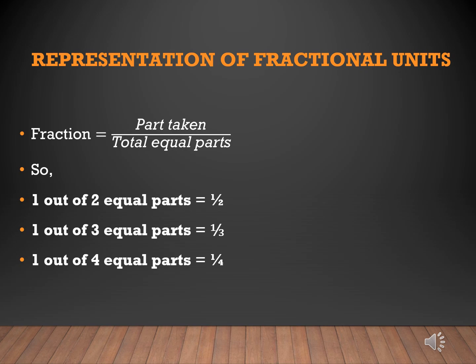Representation of fractional units. Fraction is equal to part taken upon total equal parts. So, 1 out of 2 equal parts is equal to 1 upon 2, that is half. 1 out of 3 equal parts is equal to 1/3, that is 1 upon 3. And 1 out of 4 equal parts is equal to 1/4, that is 1 upon 4.